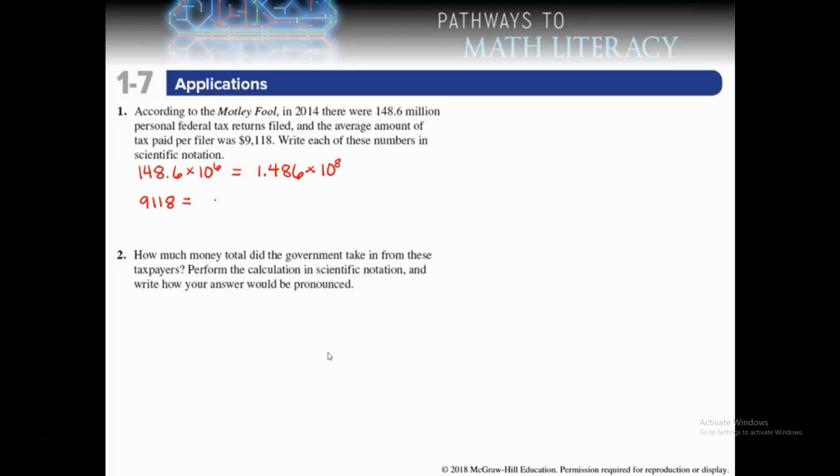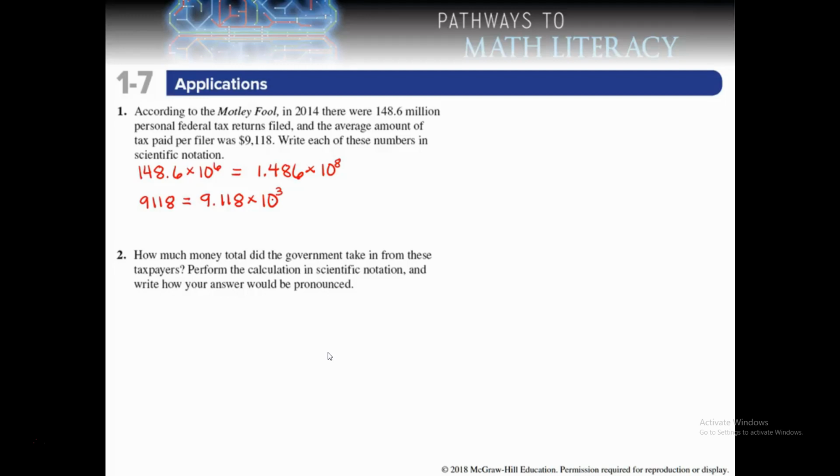We can just write it from scratch. So that would be 9.118 times 10 to the, well, I'm going to need to move it 1, 2, 3 to get back to the original number, so 9.118 times 10 to the 3rd.